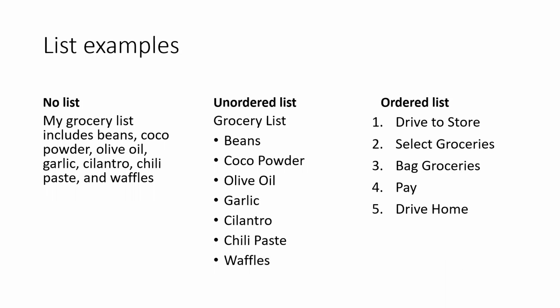Here is an example of the differences between no list, unordered list, and ordered list. On the left, we have a no list structure. In the middle, we have an unordered list structure. And on the right, we have an ordered list structure. See the difference in readability between the no list and the unordered list for creating a list of items. The unordered list is easier to scan than the block of text in the left-hand column.